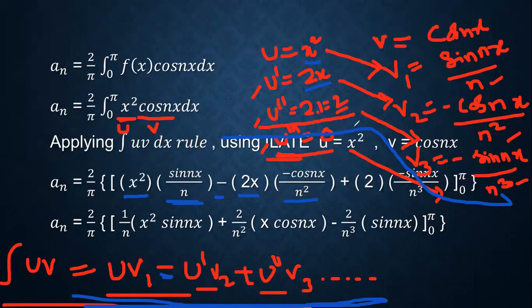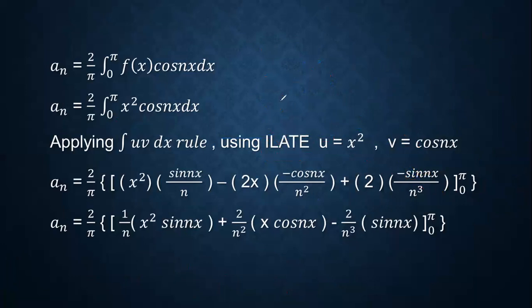Next is plus u double dash into v3. U double dash is 2, and v3 is minus sin nx by n cube. So u double dash into minus sin nx by n cube. The limits are 0 to pi. So we have done the integral of uv dx.